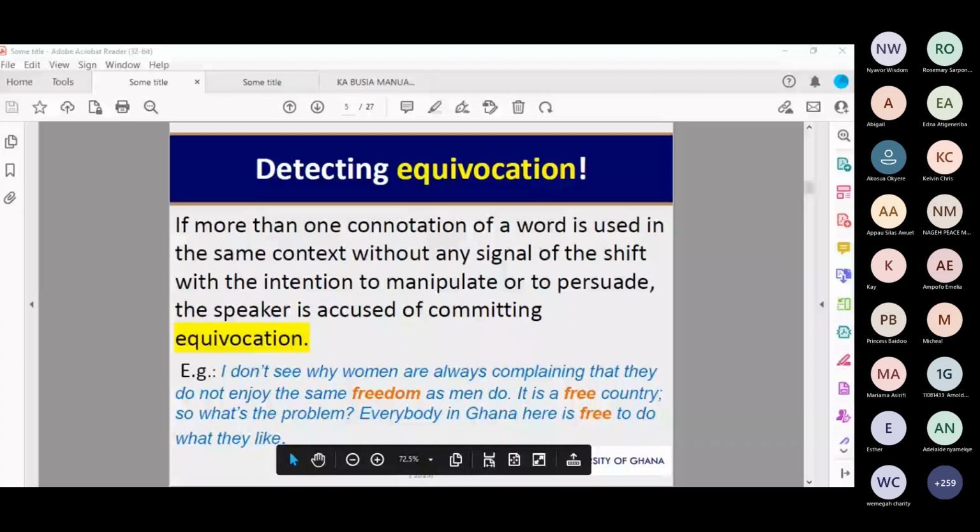And I'm hoping that we are able to finish this unit and then go to the substantive unit 3 as I presented it, so that you can get some more examples. So equivocation is what is happening on this slide down there by the speaker.